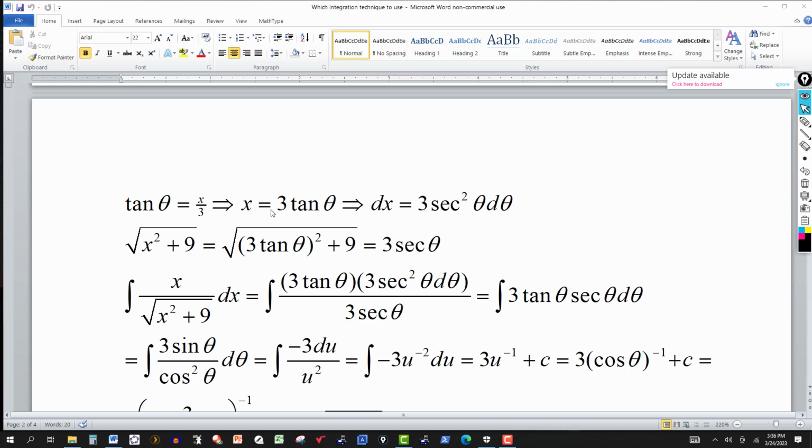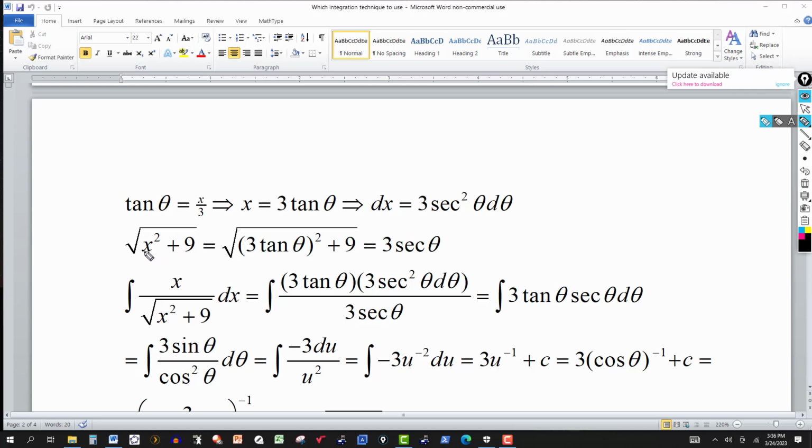And then all I did here in the next step is solve for x, multiplying by 3, x is equal to 3 tangent theta. And then I went ahead and took the differential here, dx is equal to the derivative of tangent, secant squared theta d theta. So that means the x in the integrand can be replaced by 3 tangent theta. The dx can be replaced by 3 secant squared theta d theta.